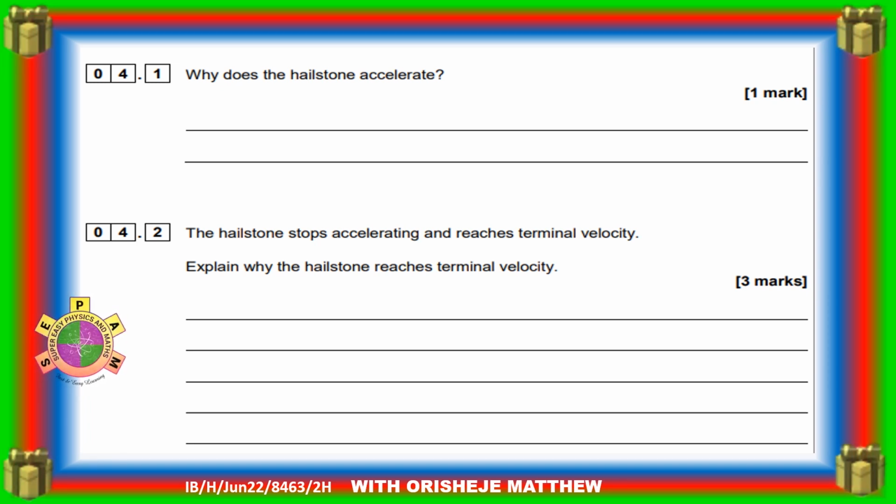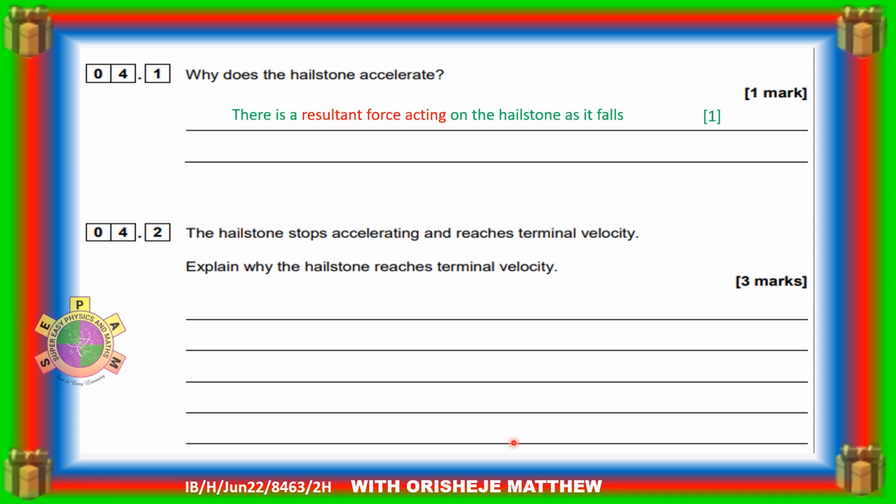Well, there is a resultant force acting on the hailstone as it falls, which is the weight. So the weight of the hailstone is what pulls it down. So there's a resultant force acting on it. Question 4.2: the hailstone stops accelerating and reaches terminal velocity as it falls. Explain why the hailstone reaches terminal velocity.